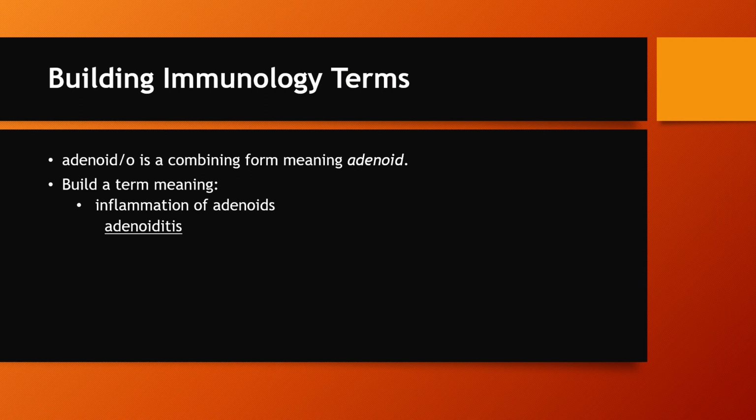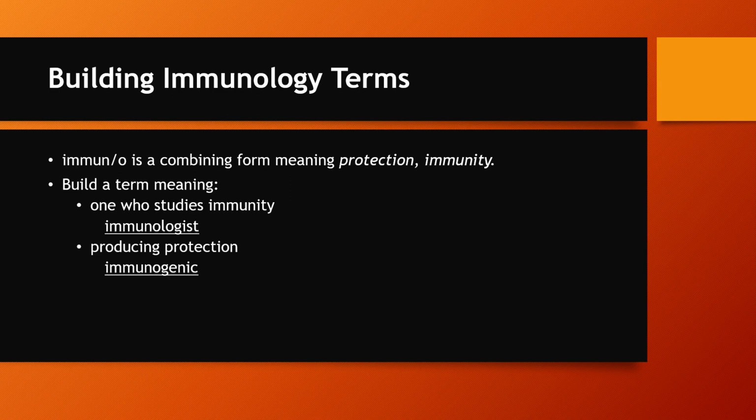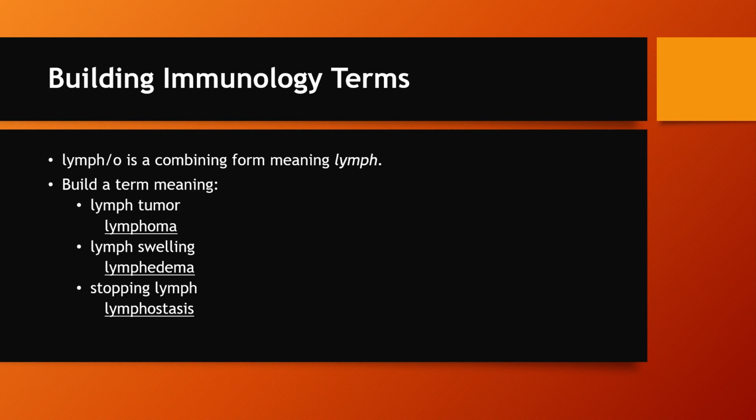Okay, let's see how you did. Adenoido is a combining form that means adenoid. To build a term meaning inflammation of adenoids would be adenoiditis. Immuno is a combining form that means protection or immunity. One who studies immunity is an immunologist. Producing protection is immunogenic. A lymph tumor is lymphoma, lymph swelling, lymphedema, stopping lymph, lymphostasis.